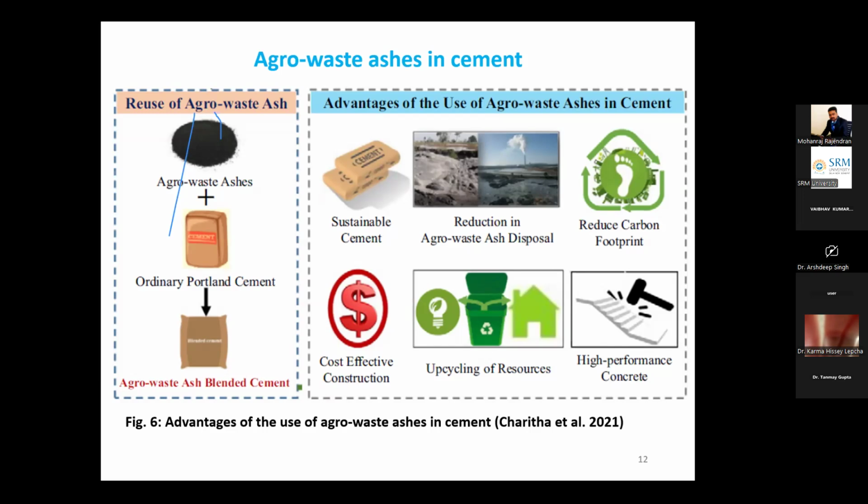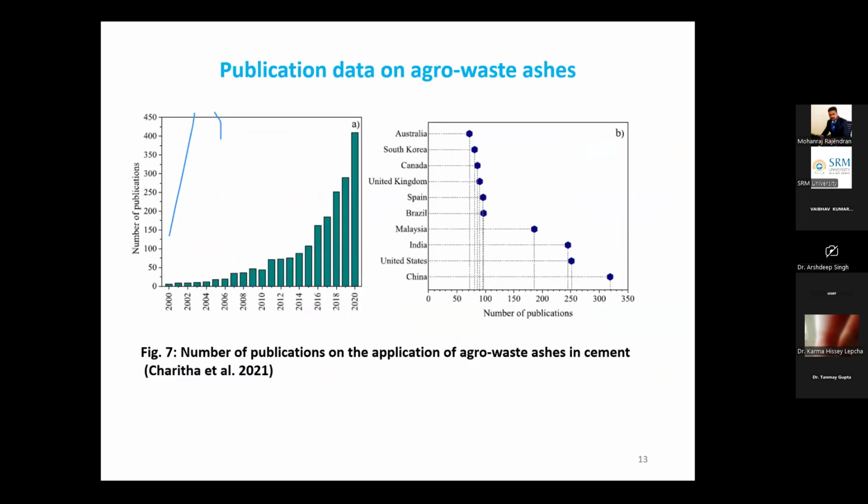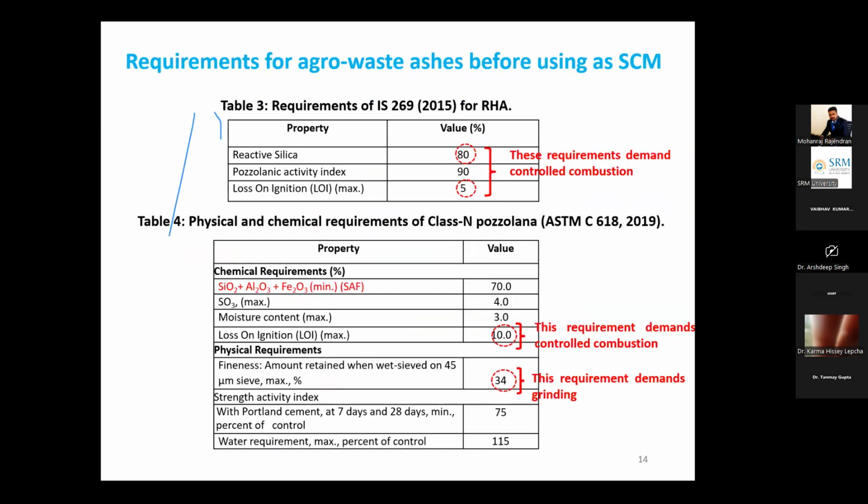Indian sector, Indian market is highly dependent on this agriculture sector, and the production of these crops will continue to grow for years, we can say. So this is the publication data on the agro waste ashes, that year by year we can see that publications are coming out, and India is contributing a lot in this area. So, requirement of agro waste ashes before using as a supplementary cementitious material.